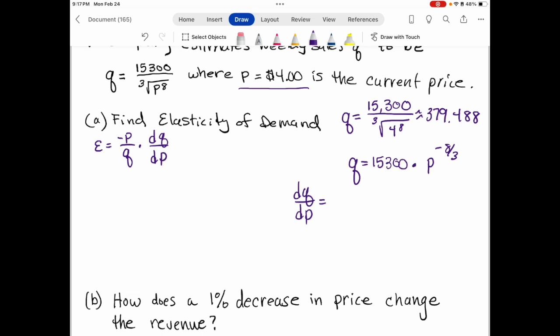So we're going to get negative 40,800 times P to the negative 11/3. Now when I evaluate that at P equal to 4, we're going to get approximately 252.9921.